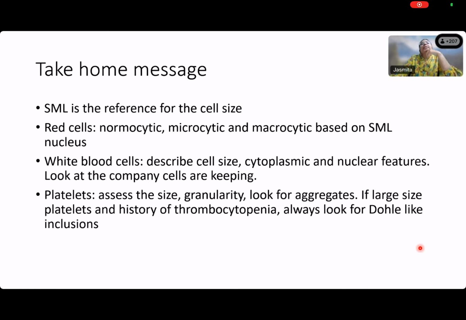So when I say look at the company the cells are keeping, it is the presence of basophils in a peripheral smear which otherwise looks like a leukoerythroblastic blood picture. It is the presence of dysplastic neutrophils when you're looking at blasts in a smear. That gives you a sign that you're looking at AML rather than ALL. For platelets, assess not just the number but also the size, the granularity, and look for aggregates. And if you have large size platelets and a history of thrombocytopenia, always look for the Döhle-like inclusions.